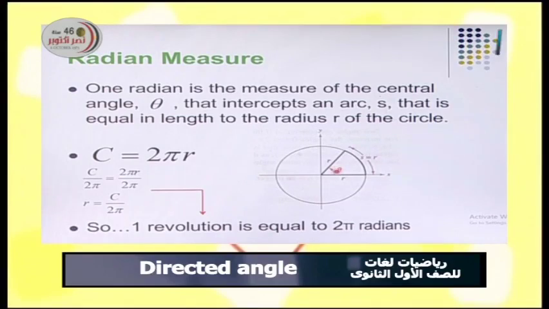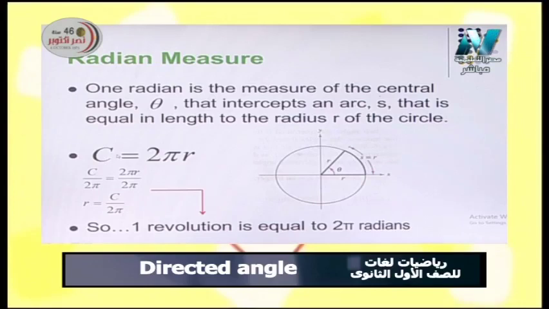Okay, we have theta here, and we have S here. S is the length of the arc. When S equals r, then theta here will be 1 radian. Okay, let's see what C is.